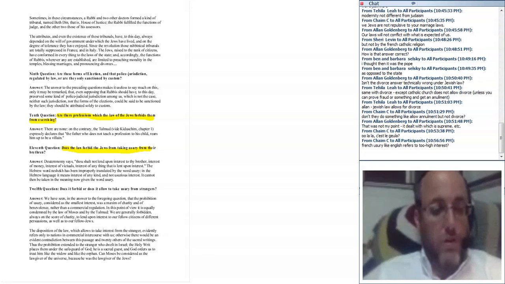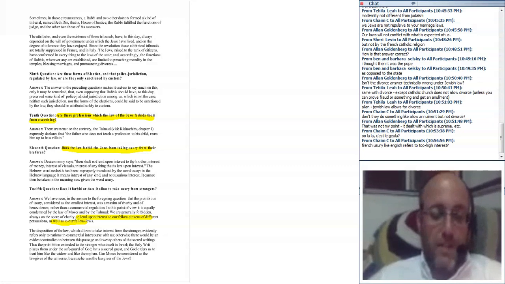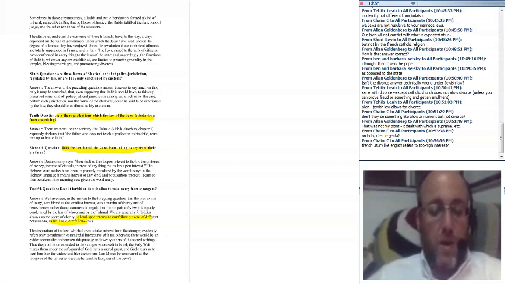The Hebrew word neshech has been improperly translated by the word usury. In the Hebrew language, it means interest of any kind, and not usury interest. It cannot then be taken in the meaning now given the word usury. So the first answer to point out is that the contemporary form of banking and ribit and interest is different than what the Torah was talking about. But now, 12th question, does it forbid or does it allow to take usury from strangers? Now, when the Torah talks about brothers and strangers, it's talking about Jews and non-Jews.